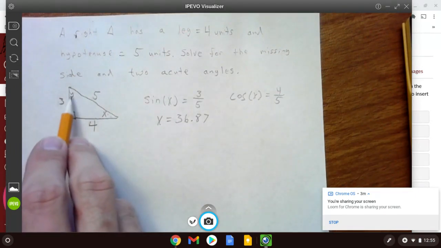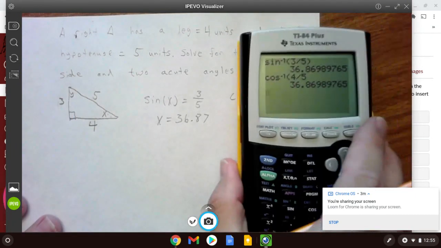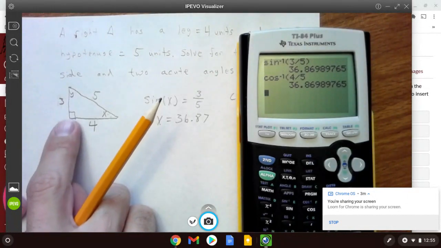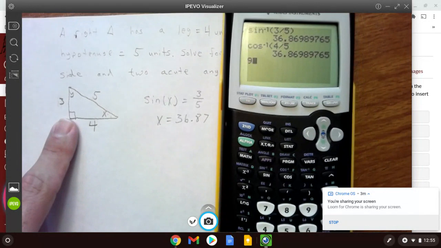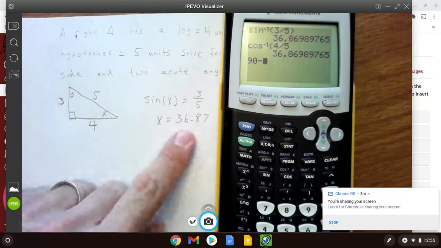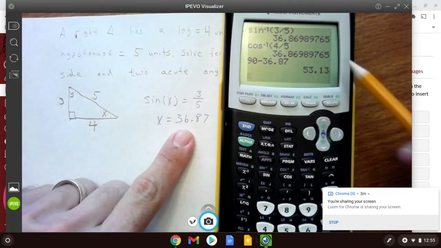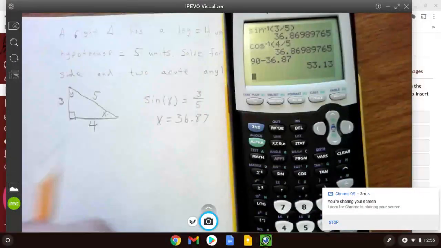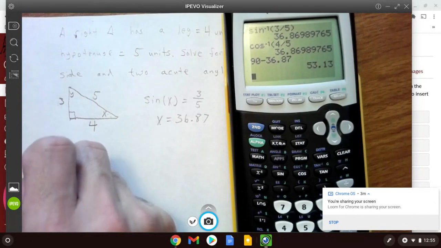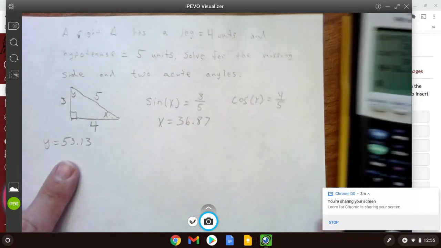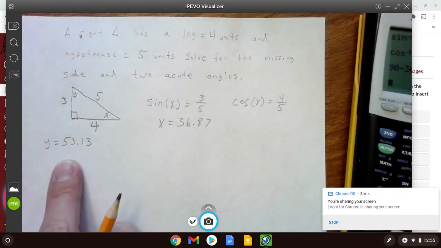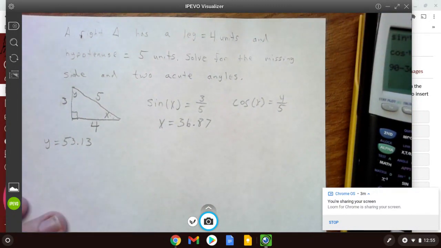To solve for this missing angle, because they all add up to 180, I'm just going to do 90 minus my last answer here, 36.87. So 53.13. All right, and that's one way that you could solve for that missing angle. Let's do it the other way as well.